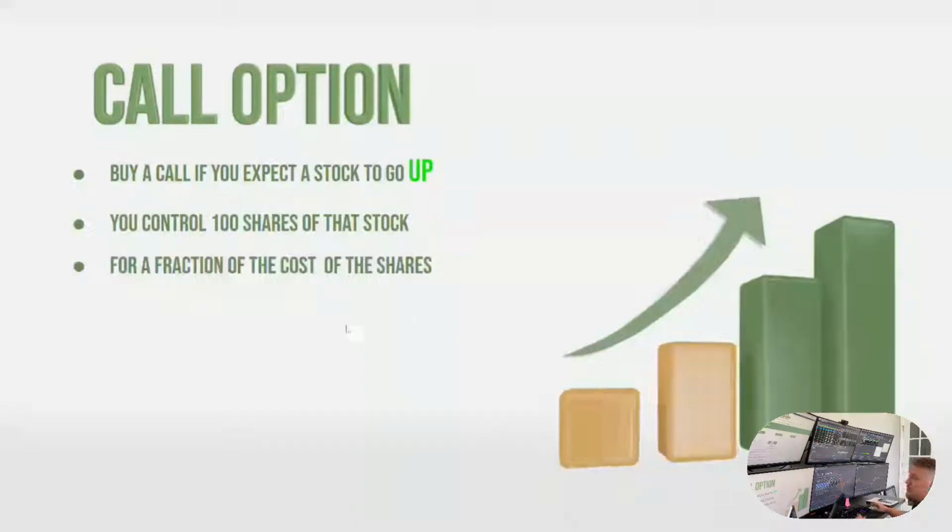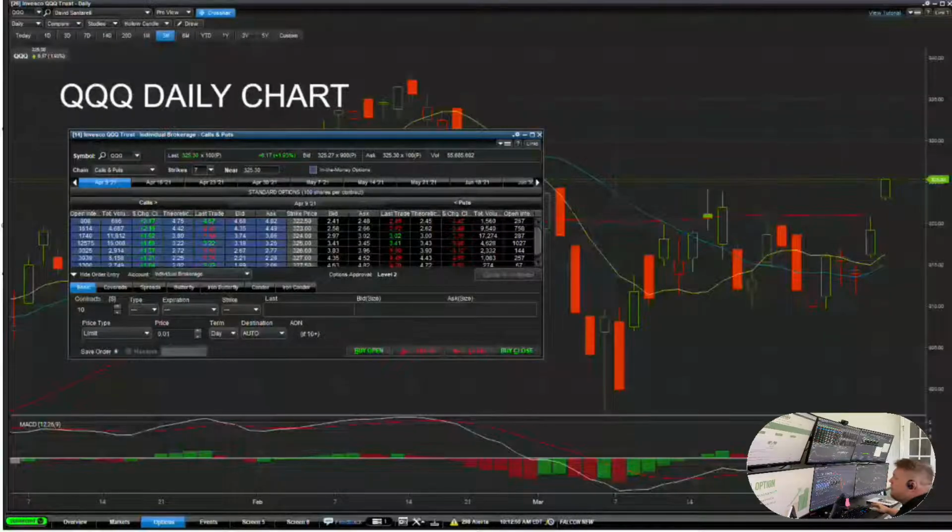Now, perfect example, let's take a look here at the Qs once again. So with an option, you control 100 shares of that stock. So if you just came here and bought 100 shares of Qs at 325.30, obviously 100 times 325.3, that's going to cost you $32,530 to buy 100 shares of Qs. Right here, if you pick up the Qs, all you're going to be paying for is, let me pull this up here.